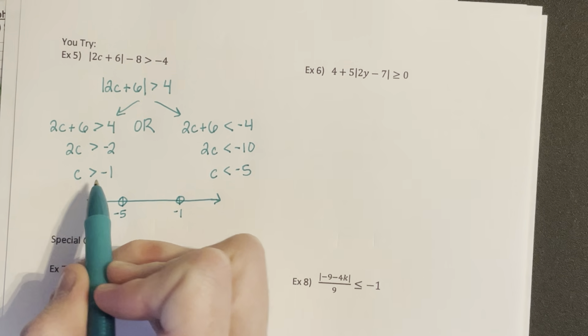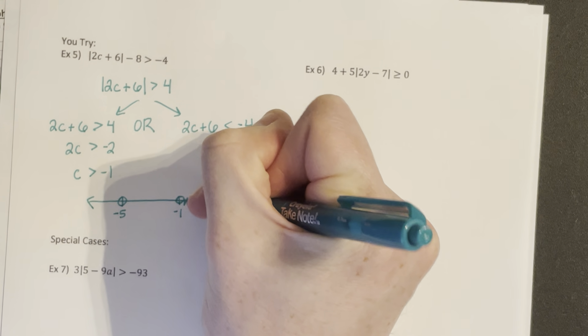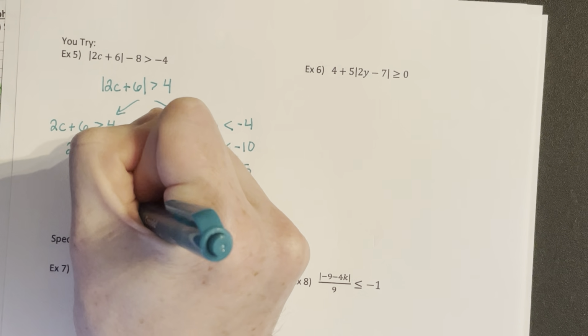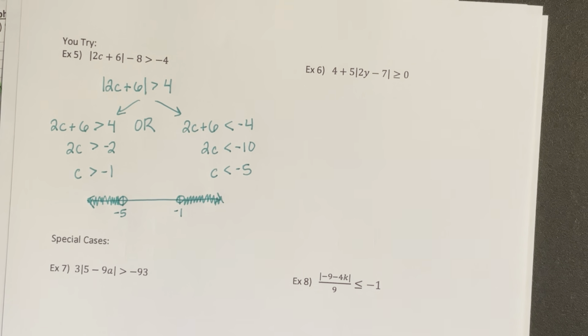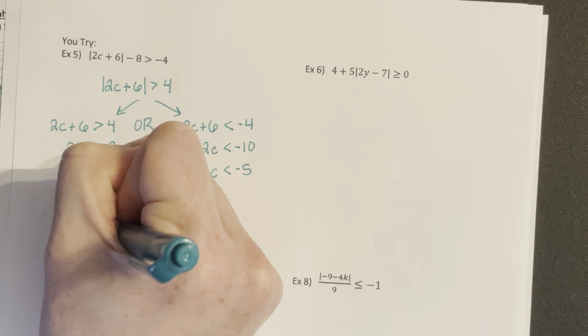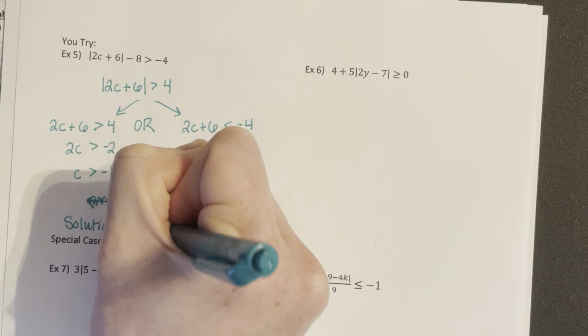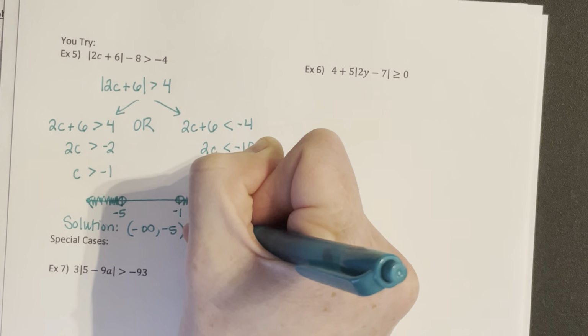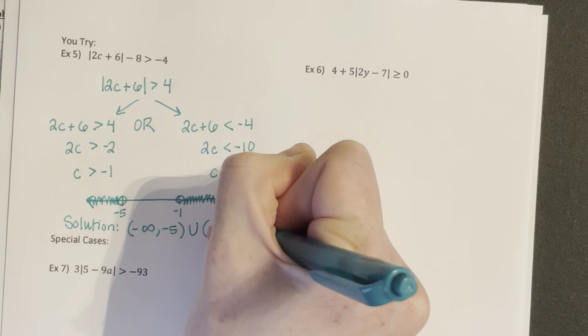All right, greater than negative 1 would be to the right. Less than negative 5 goes to the left. So our solution region would be negative infinity to negative 5, parenthesis, union, parenthesis, negative 1 to infinity.